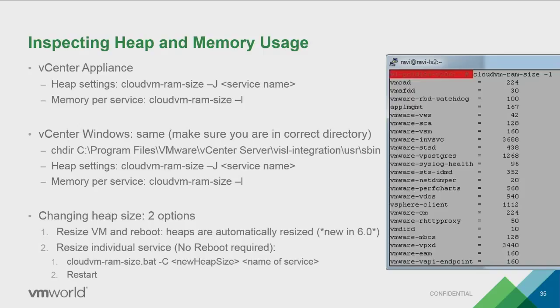So a quick way to increase the heap sizes is simply to add a little bit more memory to your VM, reboot, and then you're done. Very, very simple. If you happen to want to resize an individual service, you don't have to reboot the system or anything like that. You use the command that I've given at the bottom of the screen, cloud-vm-ram-size, with a couple of options, and then simply restart that service. So if it's not an option for you to increase the amount of memory on your VM, but your VM has plenty of memory, it's just this service that you want to give more memory to, go ahead and increase that service individually. Okay?